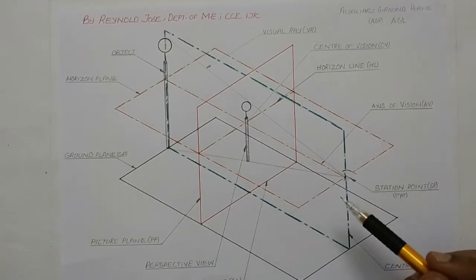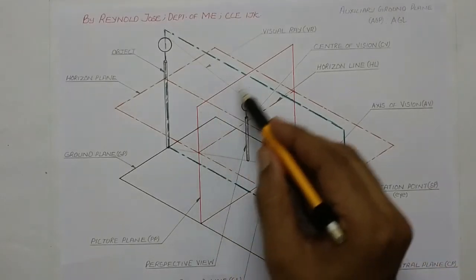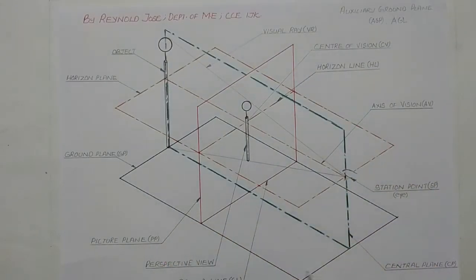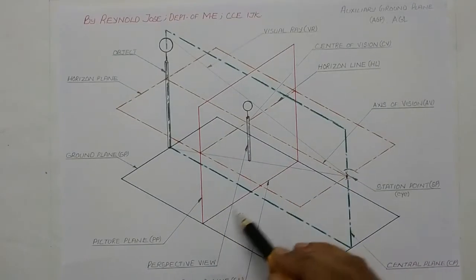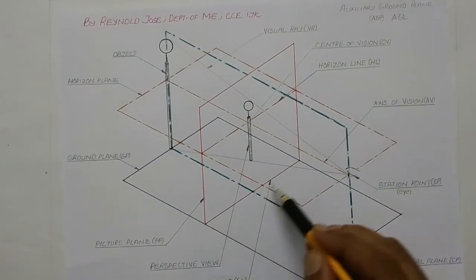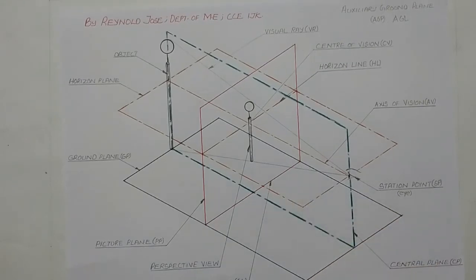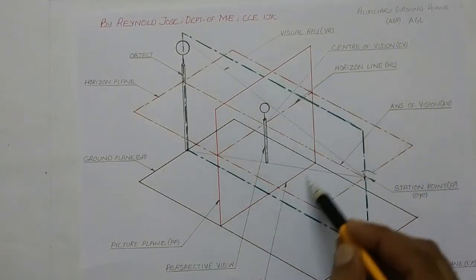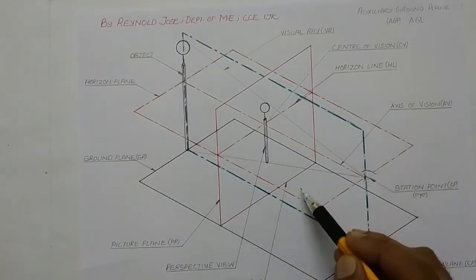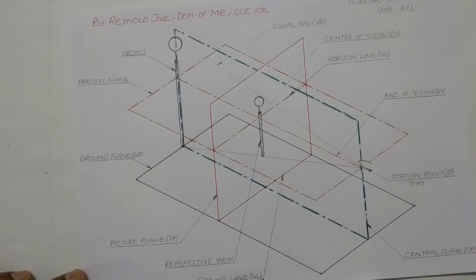So now let us learn about some other terminologies that are related to a perspective projection. So here the picture plane and the ground plane are meeting at a point, or they are having a common line, and this line is known as the ground line. So here the ground plane and the picture plane have a common meeting line, and this common meeting line is known as the ground line.